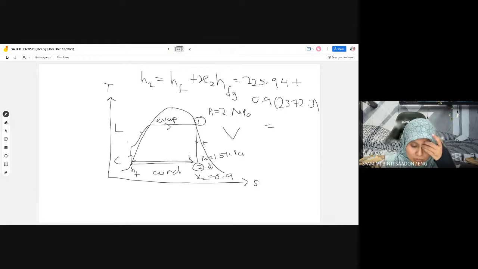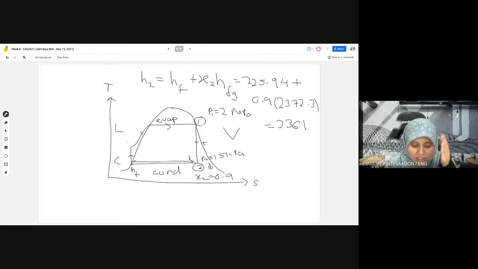So H2 is around 2361 kilojoule per kilogram. Don't forget the unit: kilojoule per kilogram, 2361. Okay, so now we have H2 and we have H1 previously from the table. Back to our questions. We want to search for delta H. So delta H is just H2 minus H1.